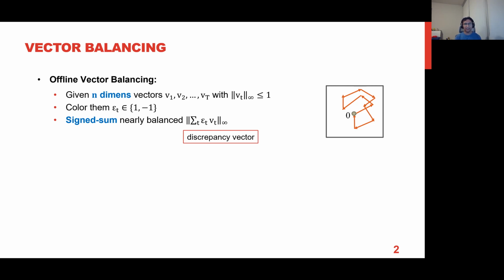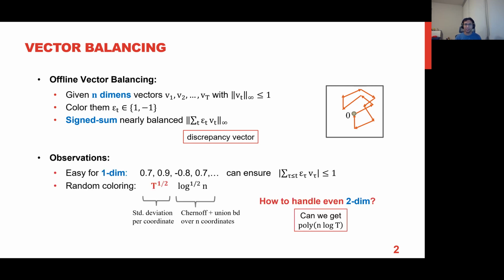Each of these given vectors has L infinity norm at most 1. So imagine them in some cube. Your goal is to assign them colors, which are plus or minus ones. So you either keep each vector as it is or you flip it by assigning it a -1 color, so as to make sure that the signed sum of the vectors has small L infinity norm. This signed sum vector, I'm also going to call the discrepancy vector. So this is the discrepancy minimization problem, where you minimize the norm of the sum of these signed vectors. This is a very classical problem.